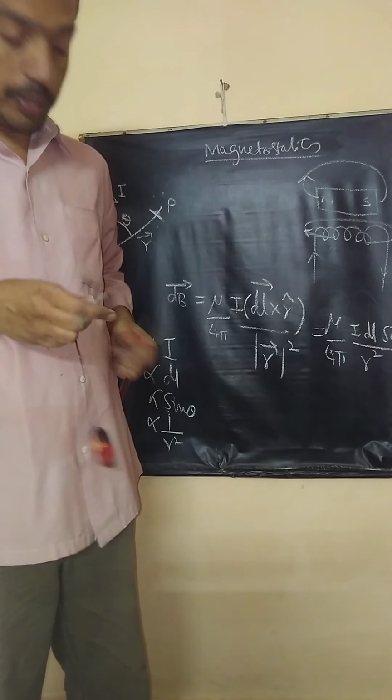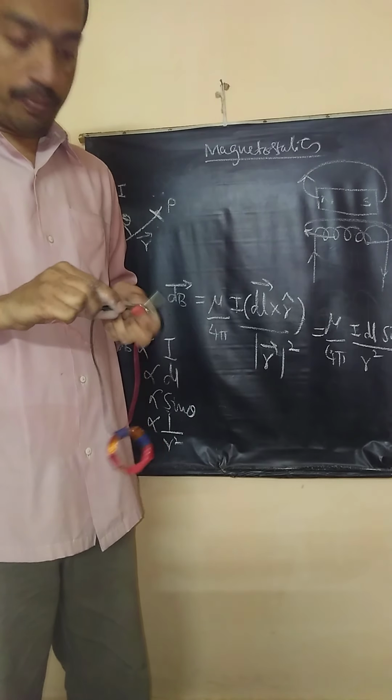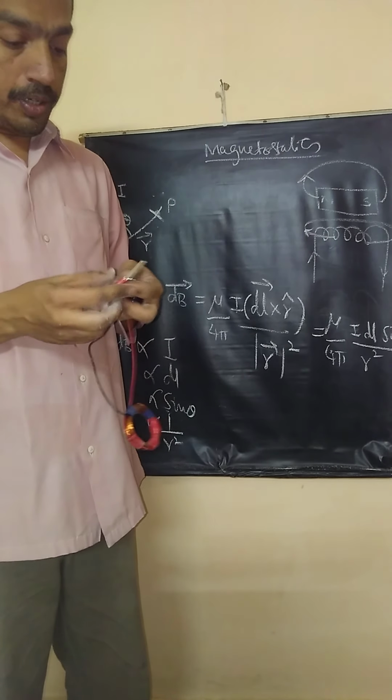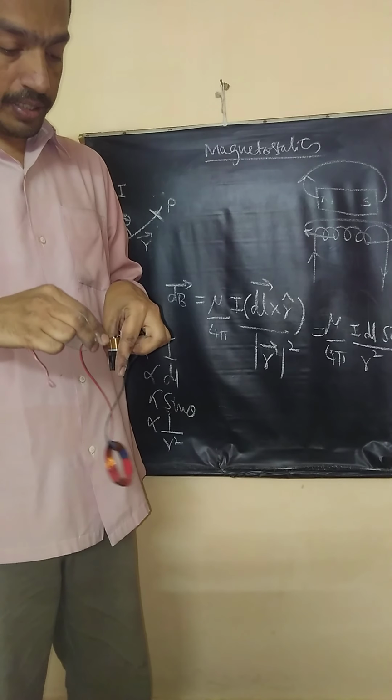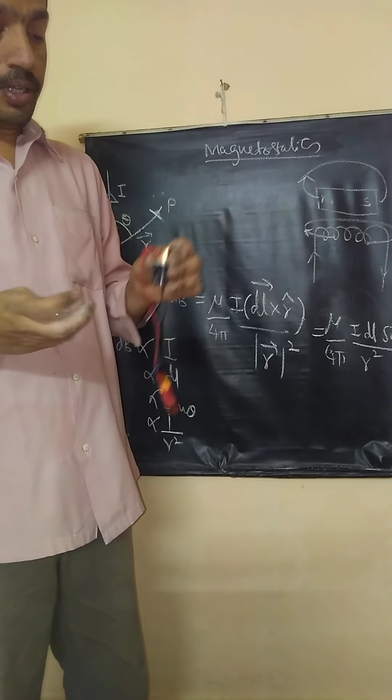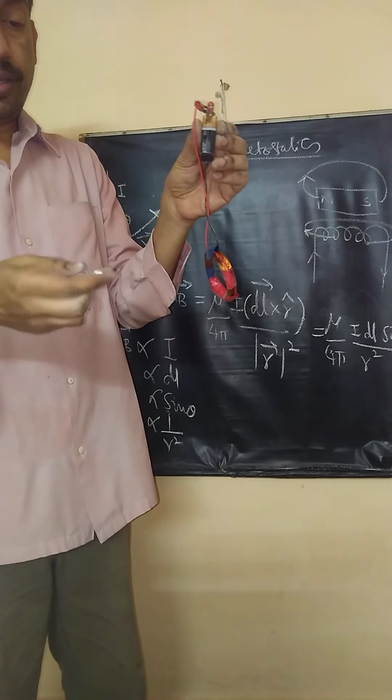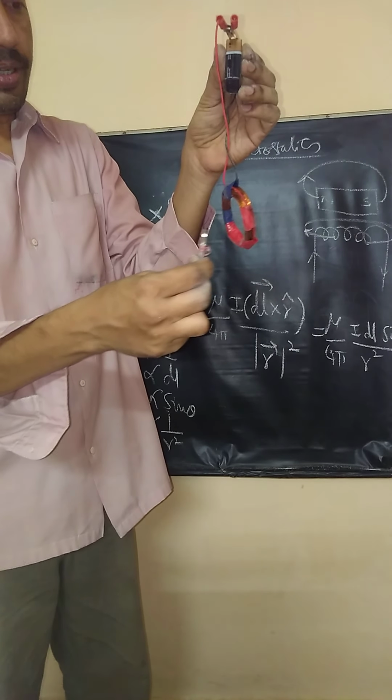When you are doing this experiment, ensure the battery is new. With old batteries, this may not give you enough effect as the current will be less. Now see, current is flowing through the coil. I'll take the magnet close to it. See here, attraction.